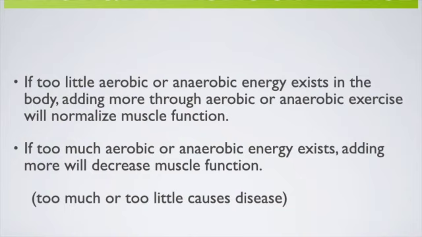So a basic tenet is, if there is too little aerobic or anaerobic energy, then adding more aerobic or anaerobic activity is going to normalize muscle function. If there's too much aerobic or anaerobic energy, adding more will start to diminish it. So too much or too little causes disease, problems, or diminished function.